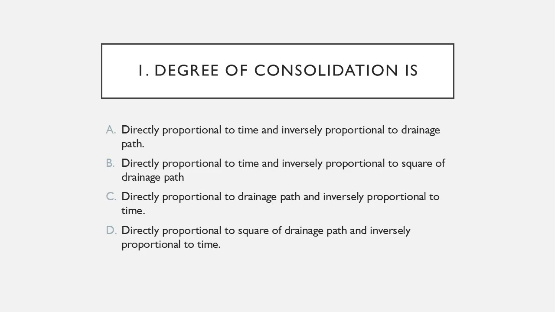1. Degree of consolidation is: A. Directly proportional to time and inversely proportional to drainage path. B. Directly proportional to time and inversely proportional to square of drainage path. C. Directly proportional to drainage path and inversely proportional to time. D. Directly proportional to square of drainage path and inversely proportional to time.